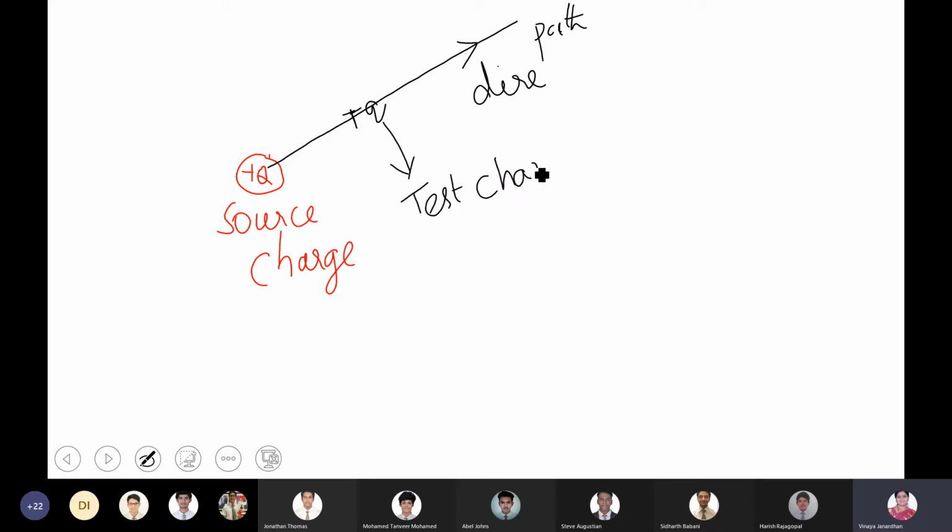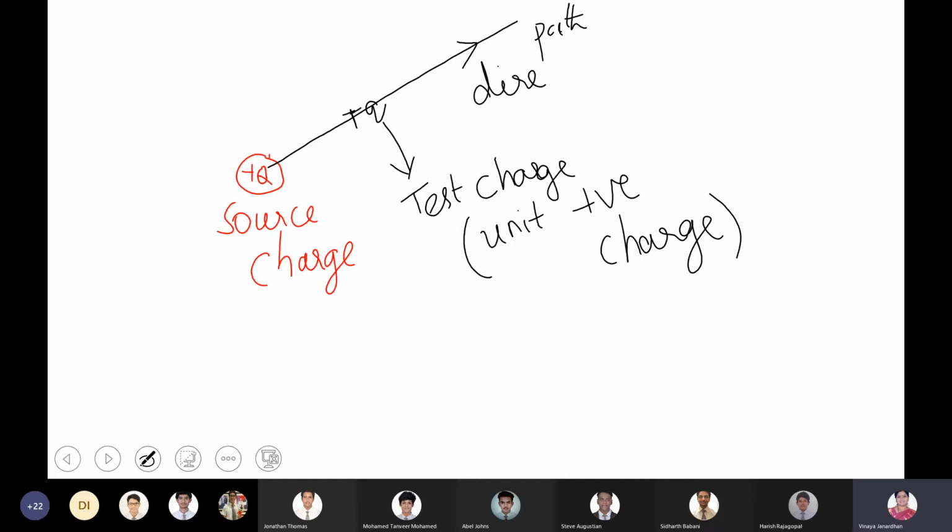So the test charge is always a unit positive charge. Are you clear, boys? A test charge is always a unit positive charge. These two things have to be learned properly. This concept should be learned properly, because when you go for the reasoning and assertion based questions, these are the things which will be checked.